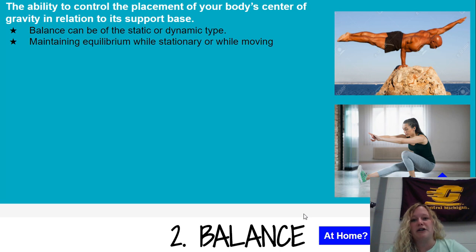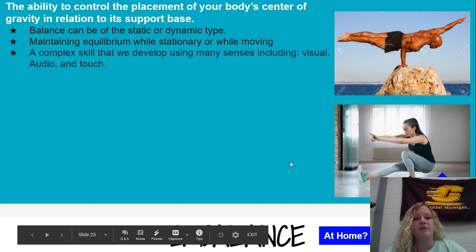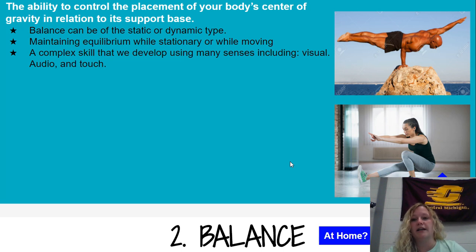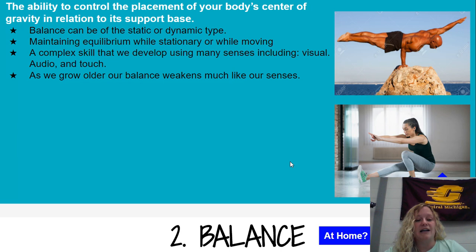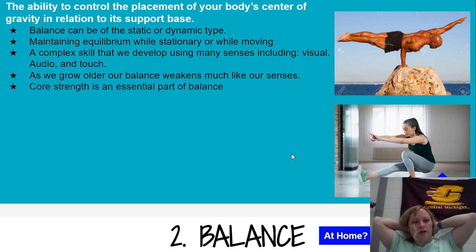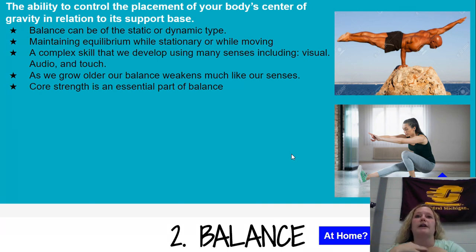Maintaining equilibrium while stationary or while moving. So again, while stationary would be static, and then moving would be the dynamic type of balance. Balance is a complex skill that we develop using many senses, including vision, audio, and touch. So much like our other senses that weaken as we age, balance also weakens as we age. Because we use those senses to help us balance, once those start to become weaker, our balance then becomes affected by that. So core strength is an essential part of balance. The more core strength you have, the easier it is for you to maintain balance.